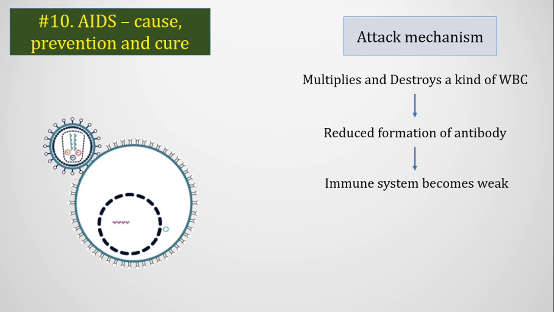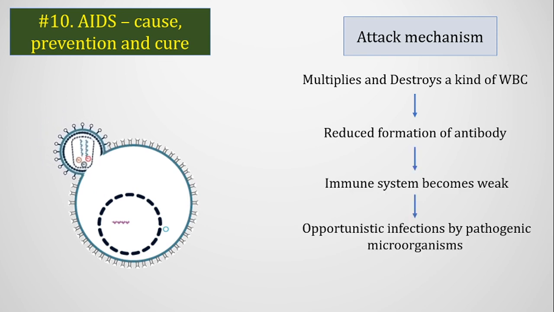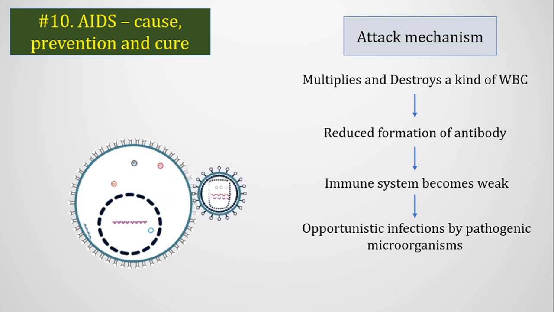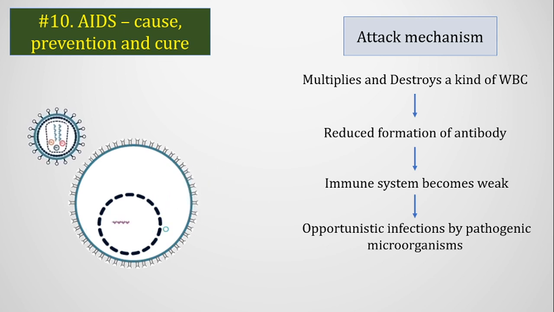As a result, the immune system becomes weak, and opportunistic infections are caused by other pathogenic microorganisms. When the immune system becomes compromised, different bacteria and fungi can easily infect our body and cause different diseases, for example pneumonia, bronchitis or meningitis, etc.